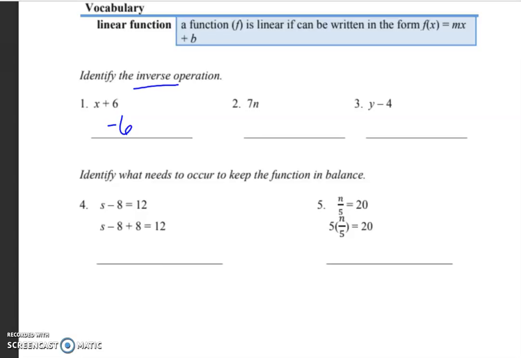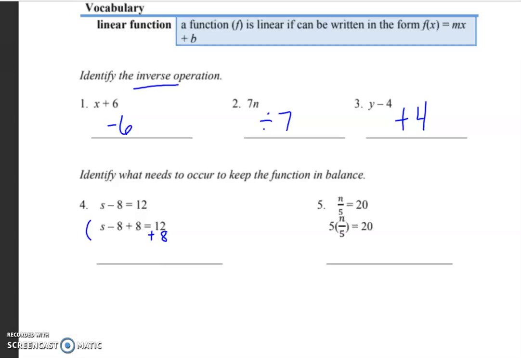Then it wants you to know the inverse of 7 times n. You put divide by 7. The opposite of y minus 4, you put plus 4. Here they did it for you. They said s minus 8, so they put plus 8. So on this side you have to put plus 8. They just worked it for you.